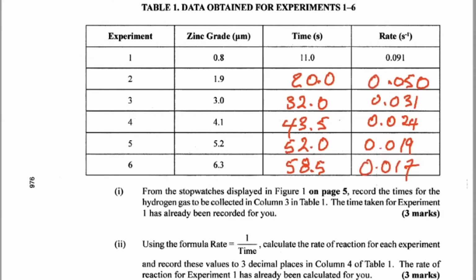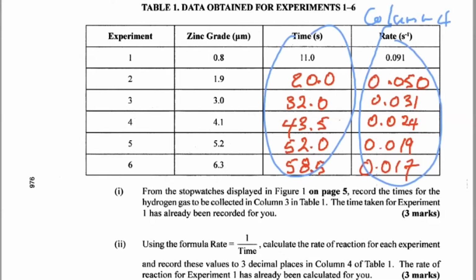So in the next question, we're going to be plotting a graph of the rates. So all that we have in column 4, rates of reaction versus the time. So rates will be on the y-axis and time will be on the x-axis. So that's what we're going to be doing next. So make a note of these values, have them ready so we can plot in the next question.